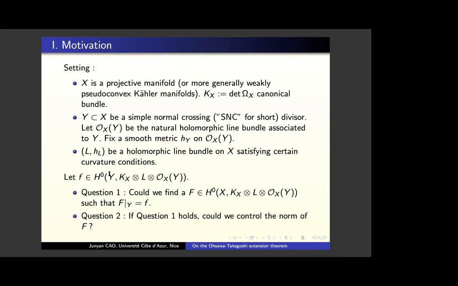Now there is a natural question. Once we are given a holomorphic section on the subvariety Y for this line bundle, the first question is whether we can find an extension to the total space. The other question is, if the first holds, could we control the norm of F or not? As for these two questions, it is totally solved in the case when Y is smooth. That is essentially the Ohsawa-Takegoshi extension theorem, which I would like to explain.